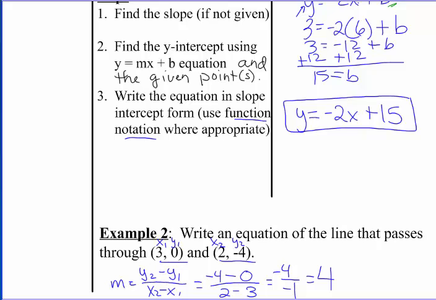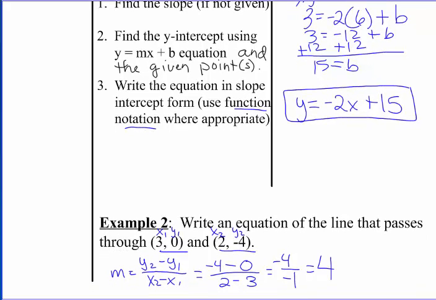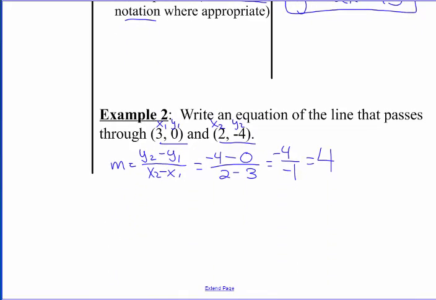Step 2 is to find the y-intercept using one of the points given and your y equals mx plus b. So I'll start with the y equals mx plus b. I know my m value now. I just found it. That's my slope. So y equals 4x plus b. And now I need to find the b. So this equation is almost done. I just need a number in that spot.